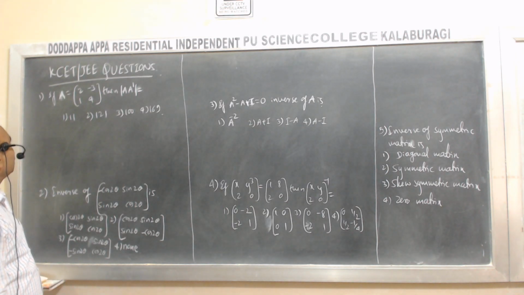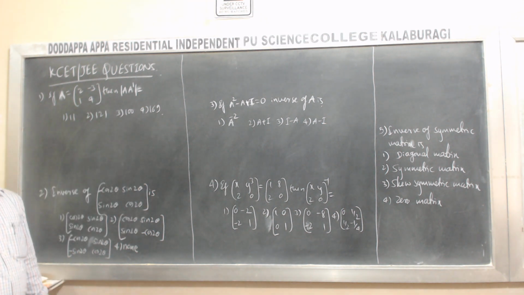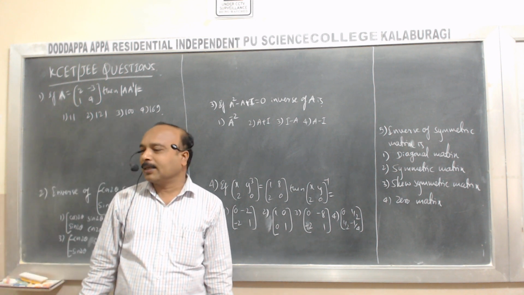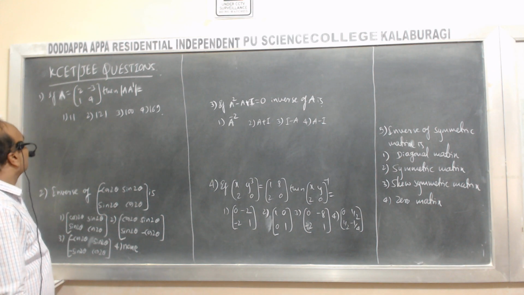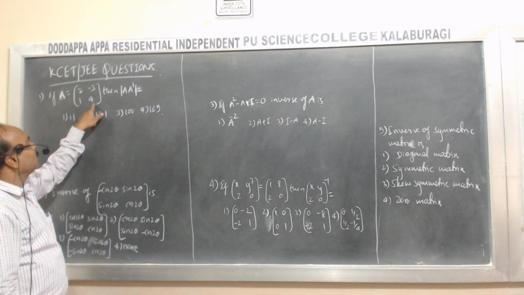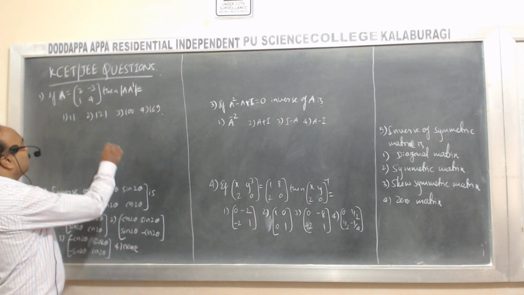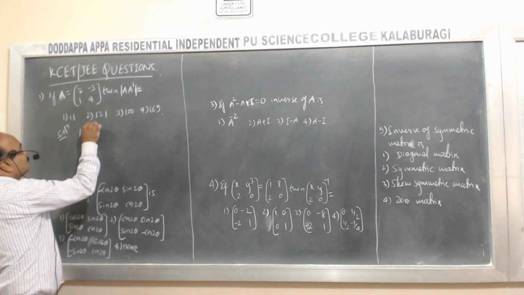Now I go for some of the KCET and JEE main questions by using the results of determinants. Now I go for some of the KCET and JEE main examples by using the determinants. Now first we consider the first example. If A equal to 2, minus 3, 1, 4, then determinant of A into A dash equal to. Now we find the value of determinant of A into A dash.